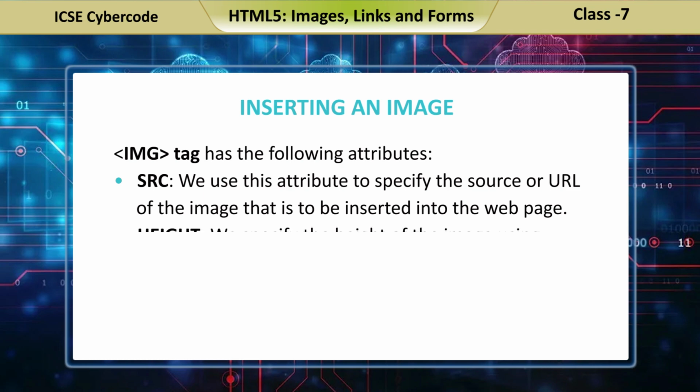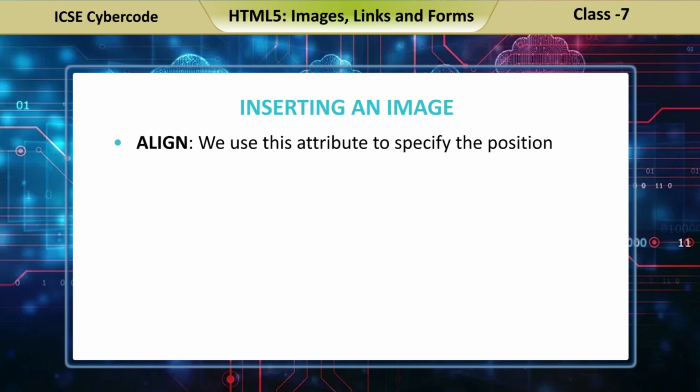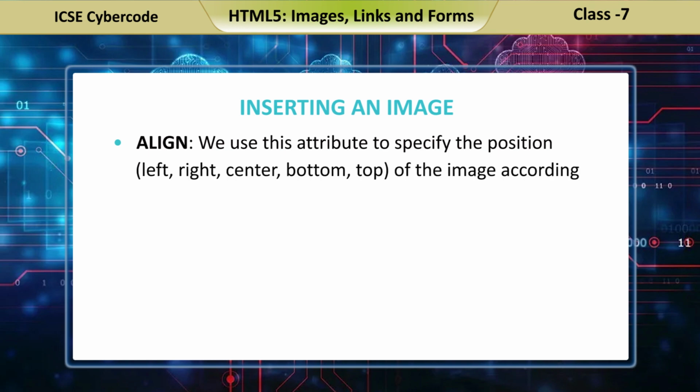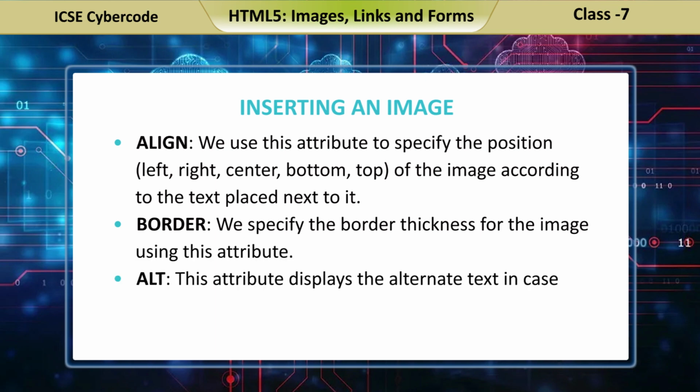the web page. Height. We specify the height of the image using this attribute. Width. We specify the width of the image using this attribute. Align. We use this attribute to specify the position, left, right, center, bottom, top, of the image according to the text placed next to it. Border. We specify the border thickness for the image using this attribute. Alt. This attribute displays the alternate text in case the image does not appear on the web page.